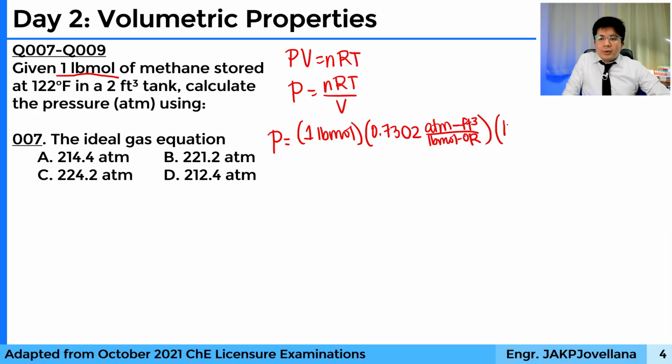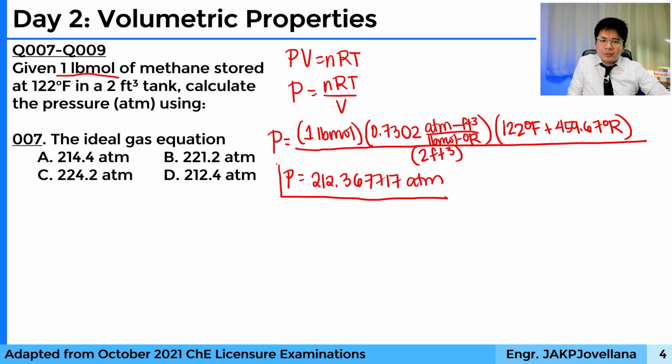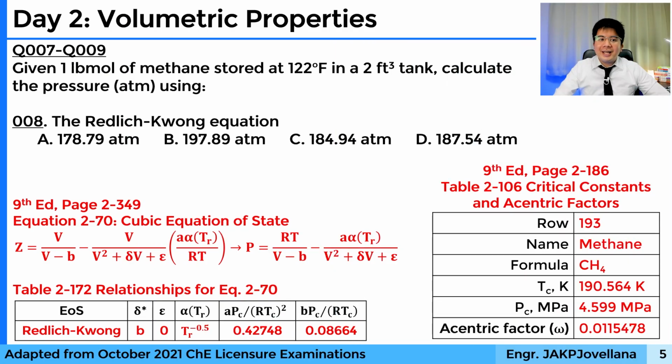So we have given 122 degrees Fahrenheit plus 459.67 to convert that to degrees Rankine, and then divided by the volume of the tank, which is 2 feet cube. Calculating for the pressure P, we can obtain around 212.36 atmospheres. So from the choices, the correct answer is letter D. Next question, number 8.